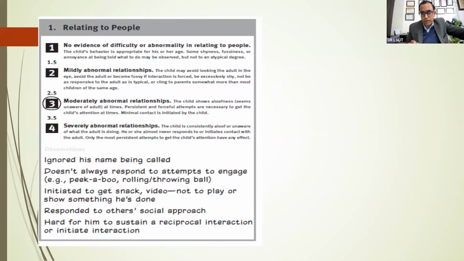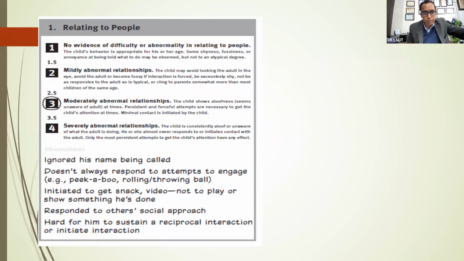I'm sorry, I'll be going a little fast because it takes at least 2 to 3 hours when we discuss this, but since there is a time limit of maybe 45 minutes, we'll try to rush a little. So depending upon this, the scoring would be 3. Why would the scoring be 3? Because these features observed by the examiner come into the category of moderately abnormal relationship.